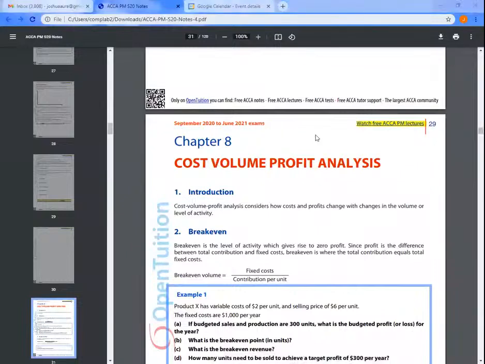Where do we get the book? I should be able to share this book with you after class through WhatsApp. There are students already who have this book.